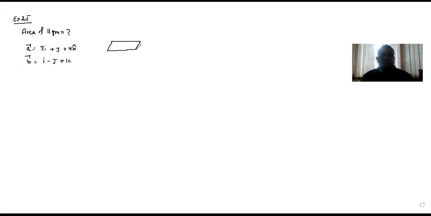Example 25 is saying: find the area of the parallelogram. So in this example, we have to find the area of a parallelogram whose adjacent sides are given by 3i plus j plus 4k and i minus j plus k. The situation is like this. This is the parallelogram, this is vector A and this is vector B. So the area of the parallelogram is equal to the magnitude of A cross B.